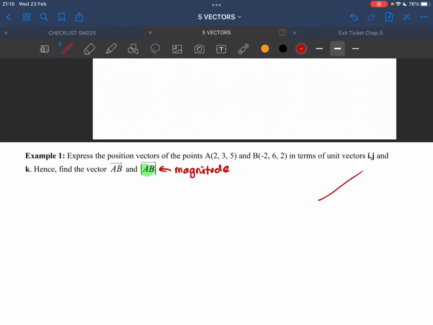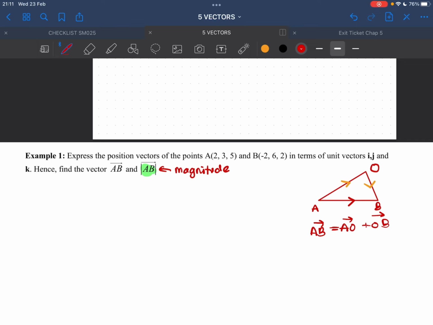So here, let me draw that, we have A, B, and also O, which is your origin for the position vectors. The question asks us to find AB here. So what we have to do is go from A to O, then O to B. Then we get the value of AB. So basically, AB is equal to AO plus OB.